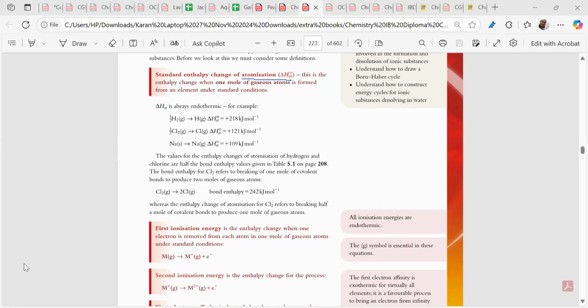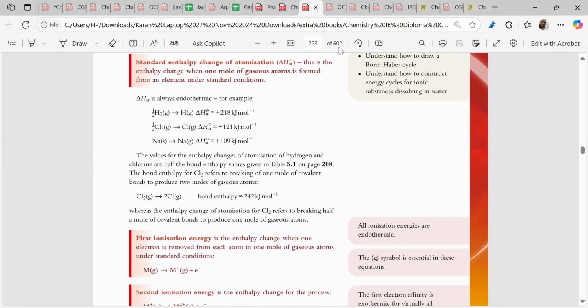Standard enthalpy of atomization is the enthalpy change when 1 mole of the atoms is formed from the elements under standard conditions. 1 mole of the gaseous atoms. You have to remember this.